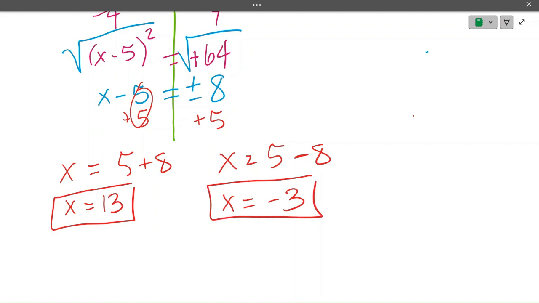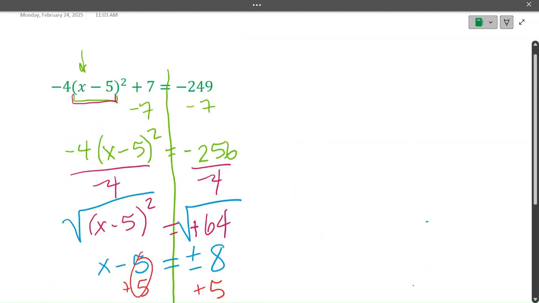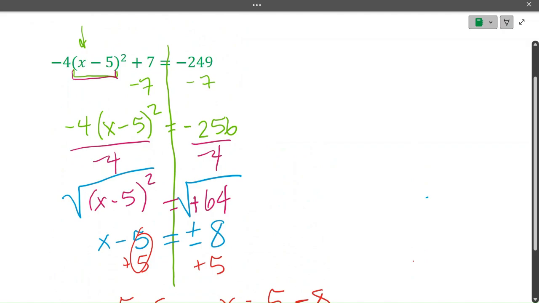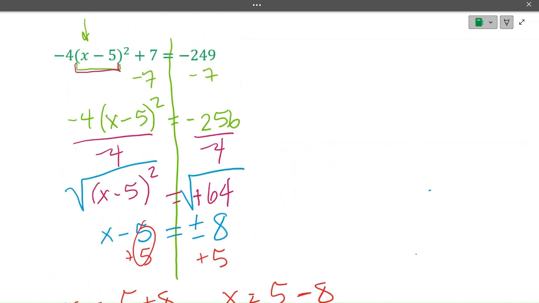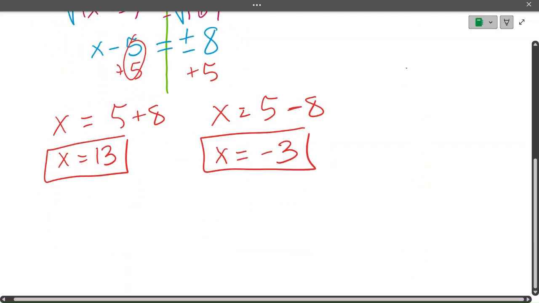So we could plug these back into our main equation right here, and we should get negative 249 out when we do that. You should always check your answer, but I've already checked this, so I know this works. So that is how you solve for the solutions to this equation.